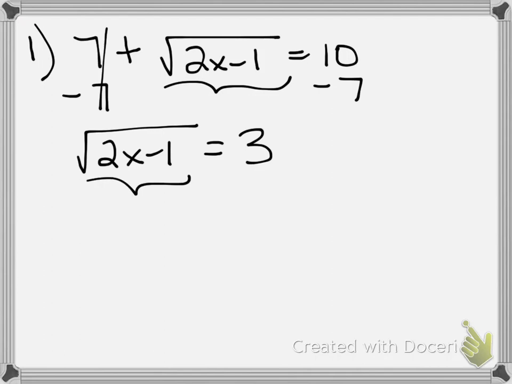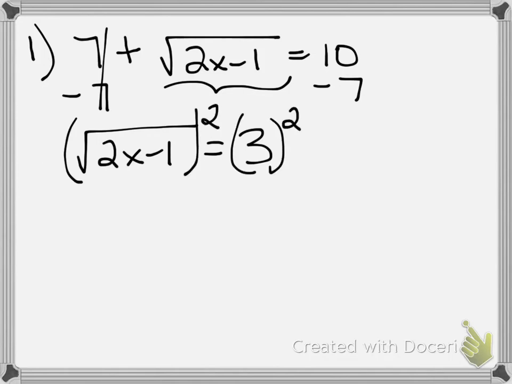Okay, so again, the first step is to isolate the radical. So now I have to ask myself, well, what undoes a square root? Like, for instance, this 7 was positive and I subtracted it from both sides. I undid it, the inverse operation. And so the inverse operation with a square root is actually to square it. So I'm going to square both sides because a square root times itself is whatever's inside the square root. So I'm going to have 2x minus 1, and that's going to equal 3 times 3 is 9.